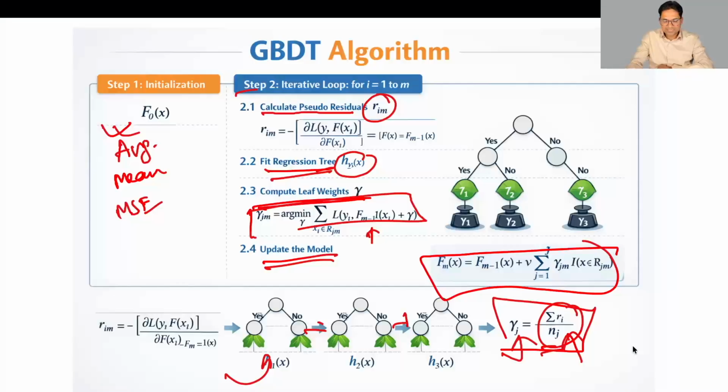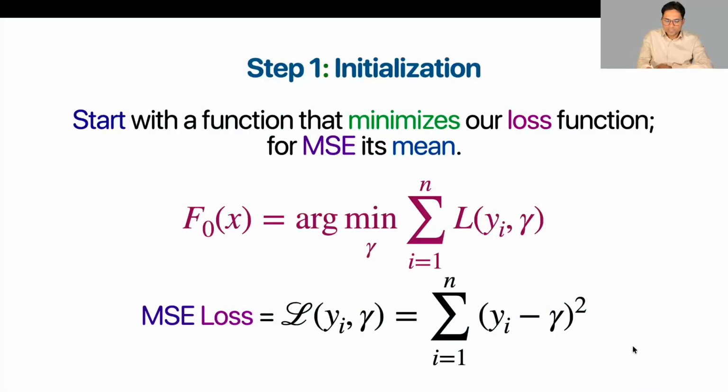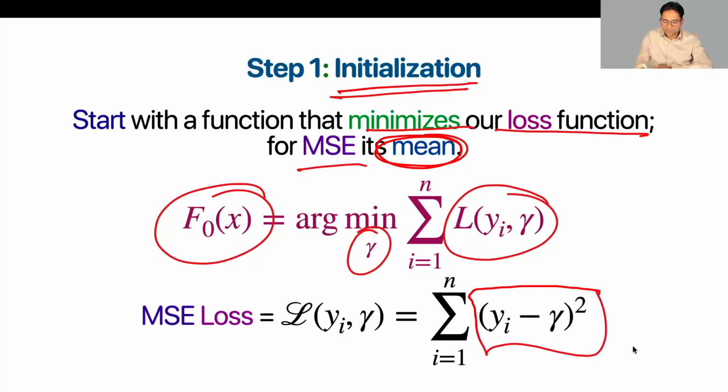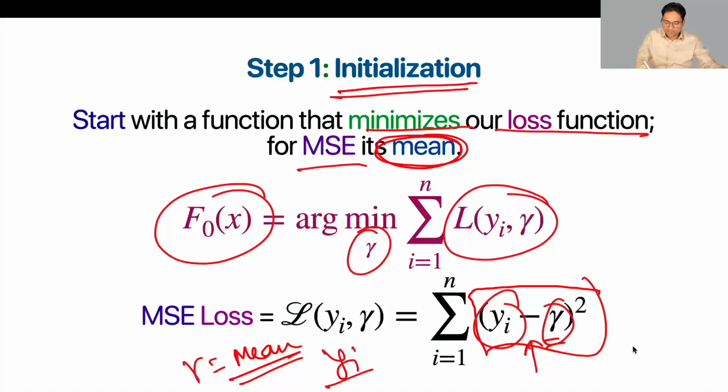Okay, so let's see each step one by one. This is just a kind of infographic for that. Initialization step, first step. So start with a function that minimizes our loss function. For MSE it's the mean. We have proved this in the last video why it is so. So f0(x) is the gamma which minimizes my loss function, and my loss function for MSE is (yi minus gamma) whole square, because we don't have a tree currently. So we start with a gamma. So this gamma will be equal to the mean of all the values of all the yi's, sum of all the yi and then divide by n.